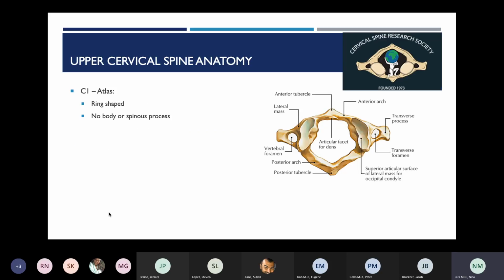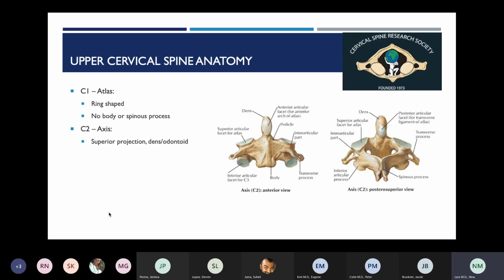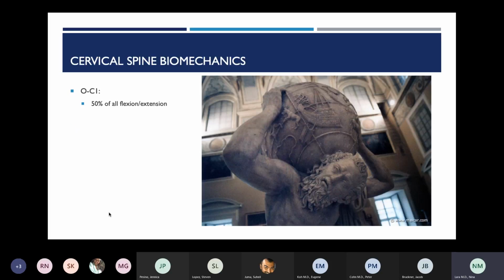So C1 is a ring shape. There's an anterior and posterior arch, and they have paired lateral masses. There's no vertebral body, no dens, and no spinous process. C2, also called the axis, obviously has a superior projection, the dens, also called the odontoid. The dens articulates with the anterior arch of C1.